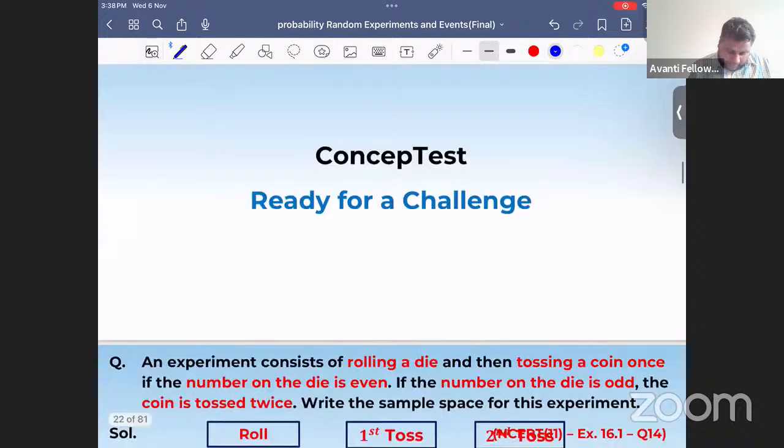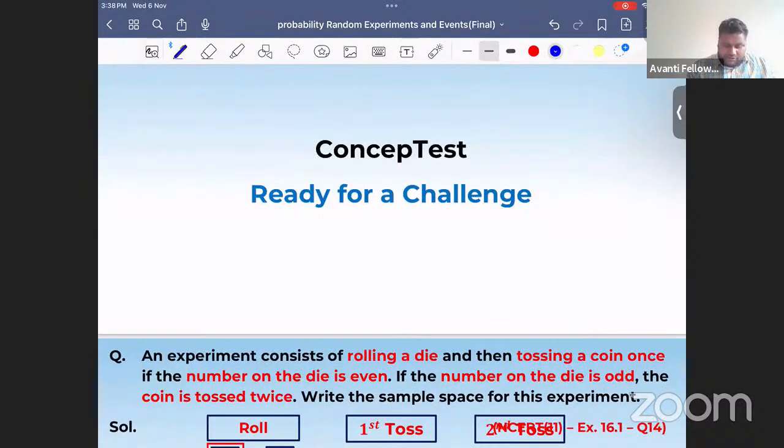Now, see a simple question. An experiment consists of rolling a die and then tossing a coin if the number on the dice is even. If the number on the dice is odd, the coin is tossed twice. Write the sample space. Okay, just think about it once. See, first of all, you are rolling a dice. If you roll a dice, you may get 1, 2, 3, 4, 5, or 6. Yes or no?